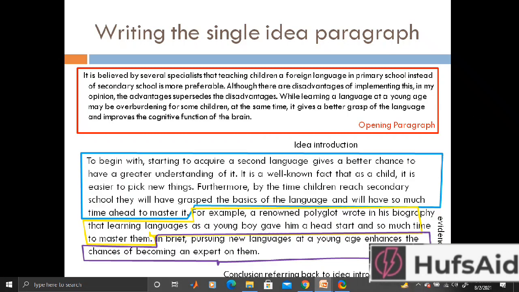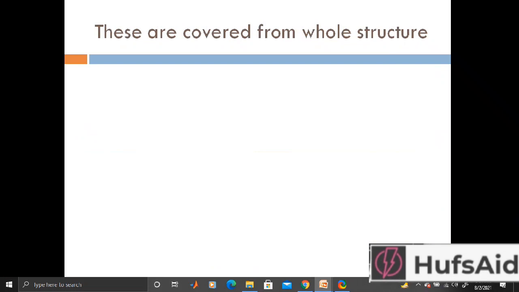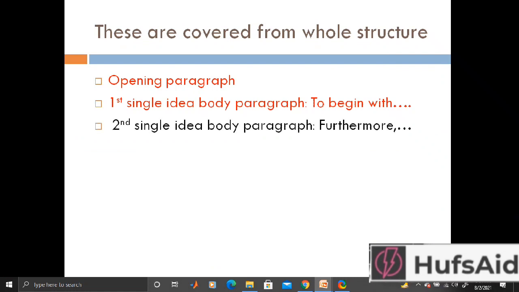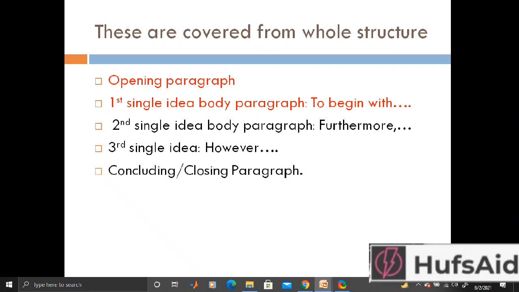And from the whole structure, we have covered the opening paragraph, the first single idea body paragraph that started with "to begin with", and then there will be a second single idea body paragraph that I will start with "furthermore", and then there will be a third single idea paragraph that I will start with "however", and then there will be a concluding paragraph. I have taught you how to write a single idea body paragraph, so you can write the rest of them by yourself.